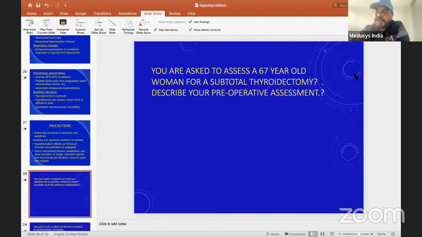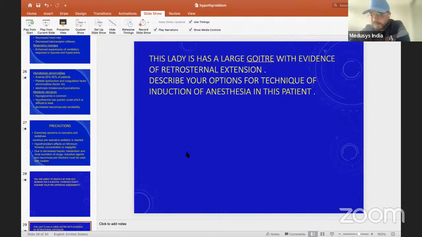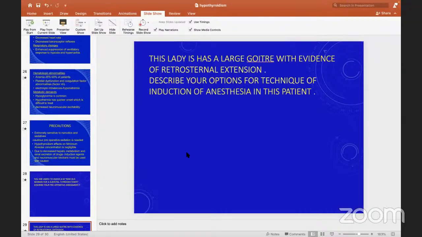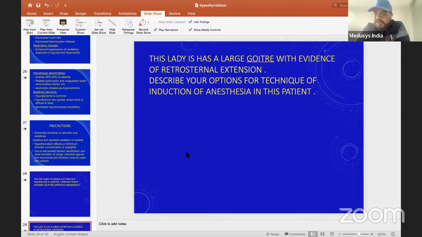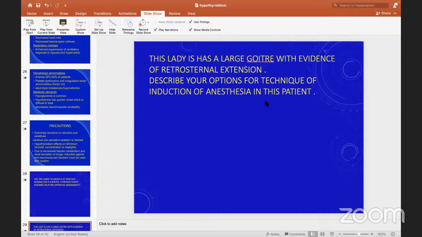Yes, sir. Now, this lady, after the investigations Dr. Indumani has done, has come with a large goiter with evidence of retrosternal extension. She is uncomfortably short of breath when she is lying down flat. Clinically and biochemically, she is euthyroid. A CT scan of her thorax shows a marked deviation and narrowing of the trachea at the level of the upper sternum. Now, what are your options for the technique of induction of anesthesia in this patient, and how will you proceed?